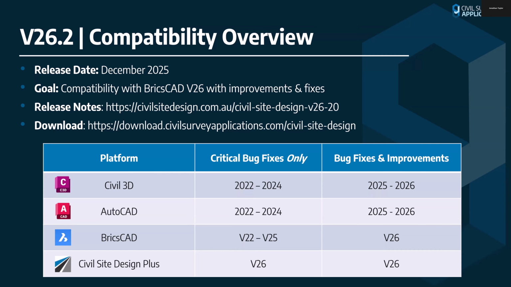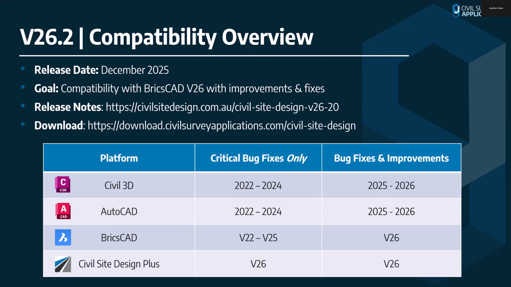So just a quick summary for you of what this table is all about. If you are operating Civil 3D 2022 to 2024, AutoCAD the same, any future releases of Civil Site Design will only include critical bug fixes only. They will not be subject to any minor bug fixes, shall we say, and minor improvements or any improvements at all. So anything you see today will only be available on 25 of those platforms and 26.